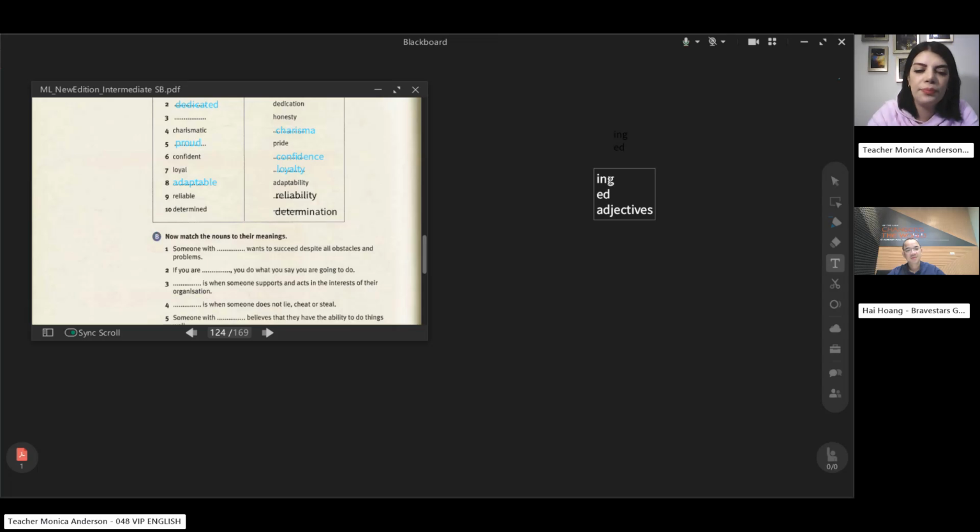But how do we use it? For example, I say the movie was boring, so I get bored. Boring, bored. So ed form adjectives normally refer to people, your feeling. For example, I was excited because the trip was exciting, and the thing that makes you feel excited is exciting. So ing form adjectives. So we can add ing or ed to a verb to make an adjective.